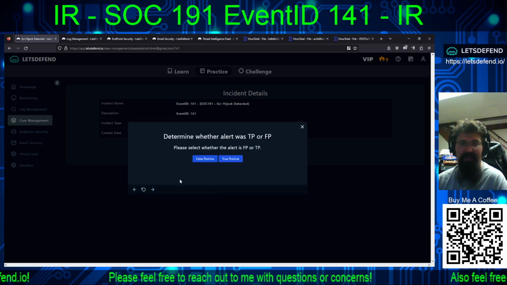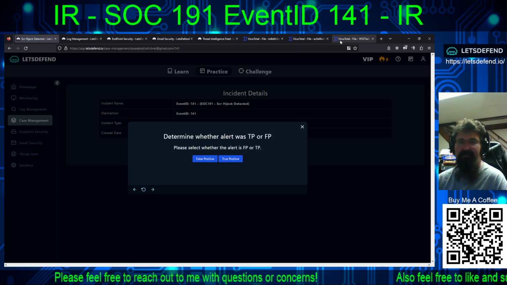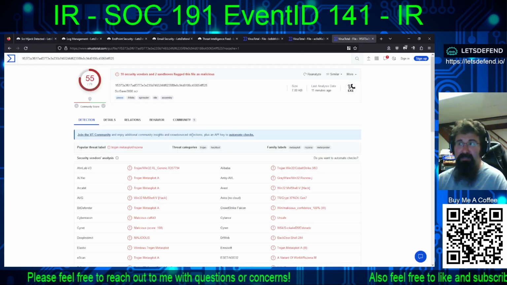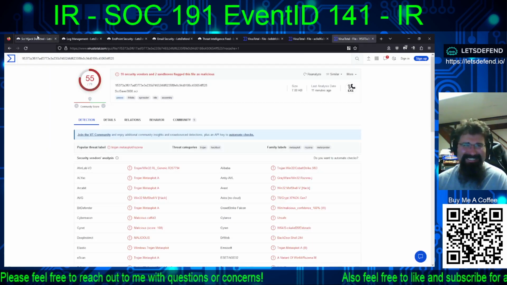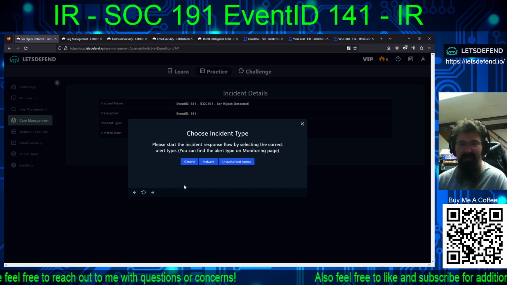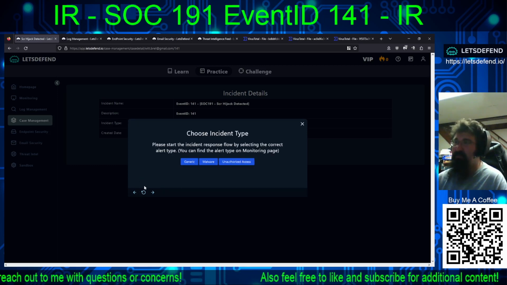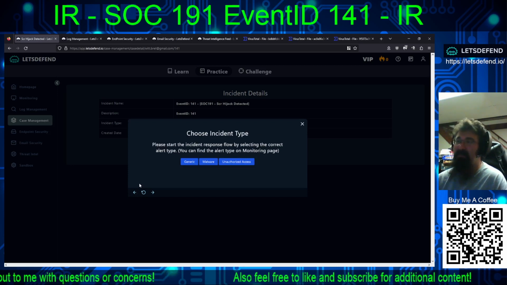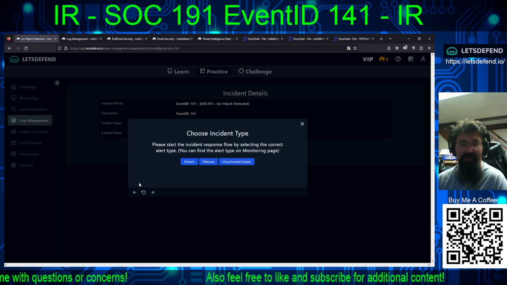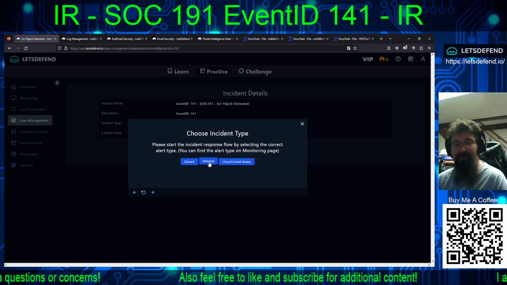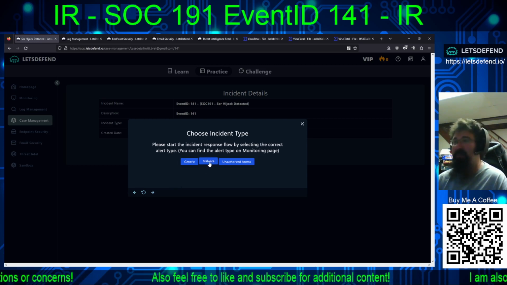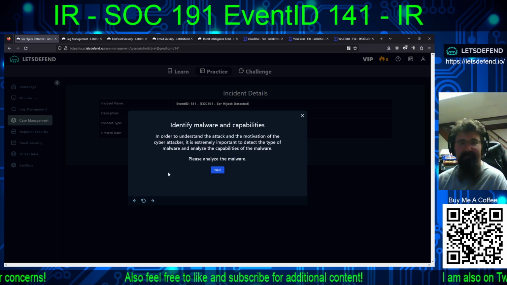Okay, so that determines whether it's a true positive or false positive. True positive. Just in case anybody's wondering why I'm entering true positive, it's because we've got detection for a Metasploit payload. Yeah, I'd definitely say that would be considered malware. Identify malware and its capabilities.